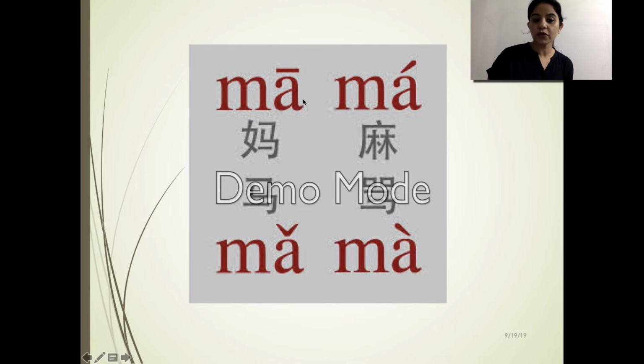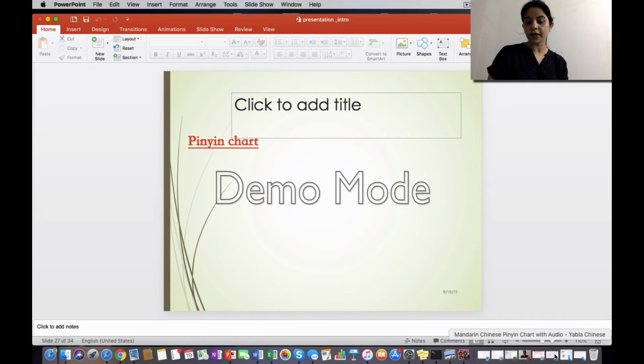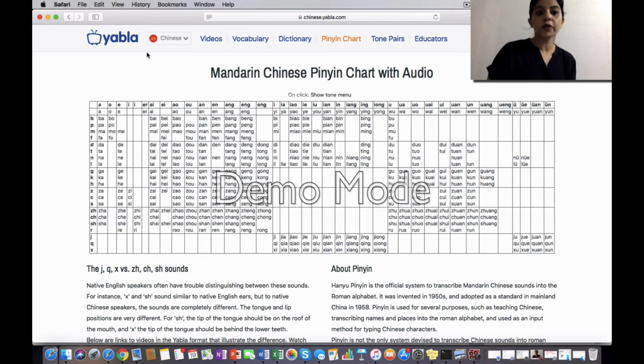Now again, this is just for your understanding. As I told you, the same word ma with different tones will have different meanings because the character is totally different and it's a totally different word. Okay. Now there is something called a pinyin chart which you can easily find on Google. You can just type Yabla pinyin chart. Okay, so this is how you can get it.